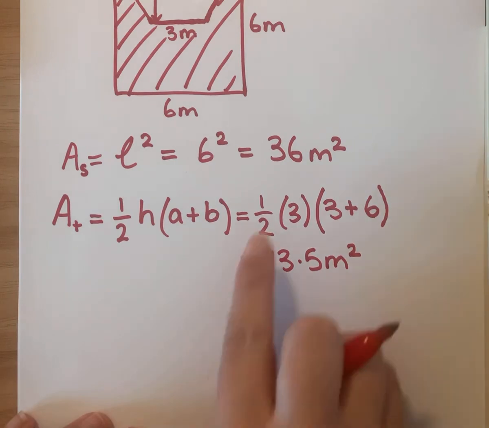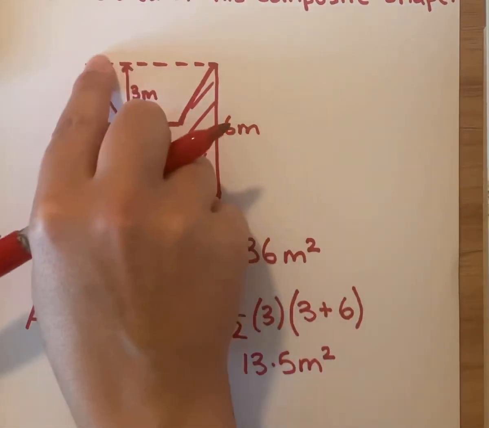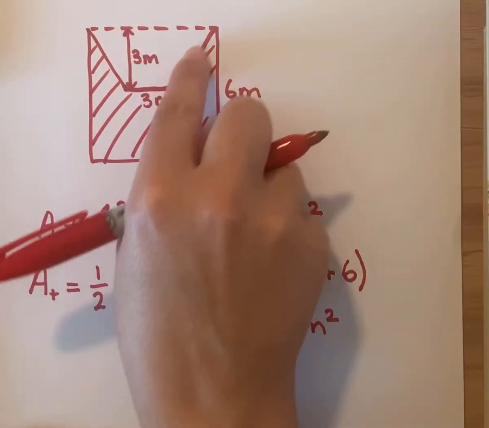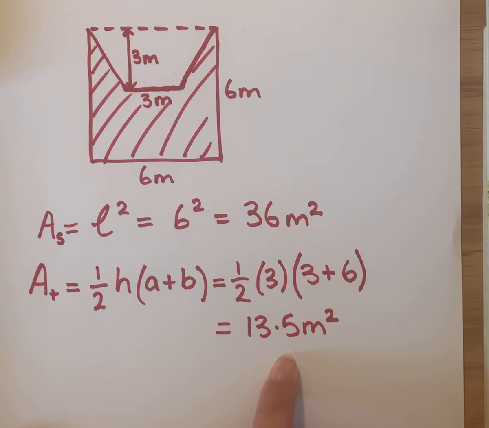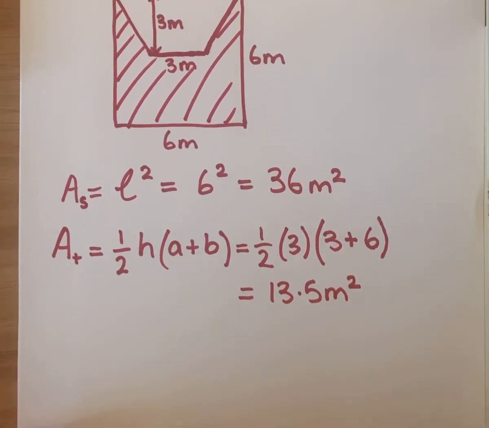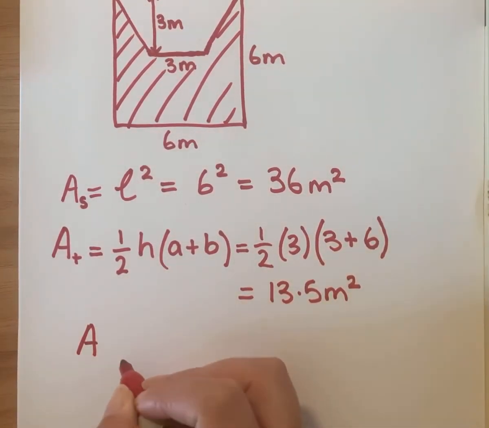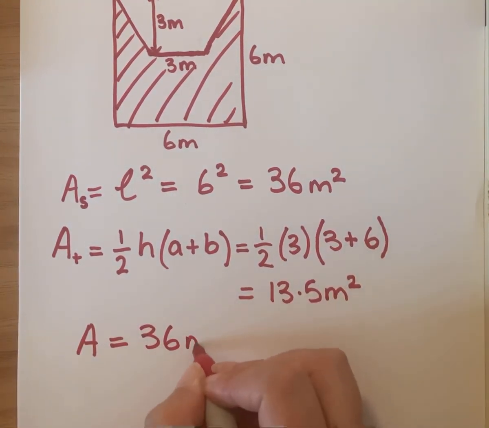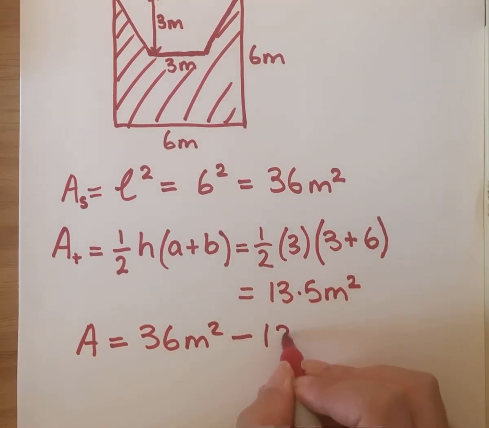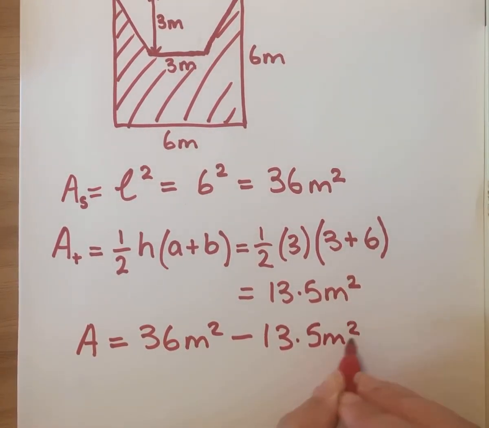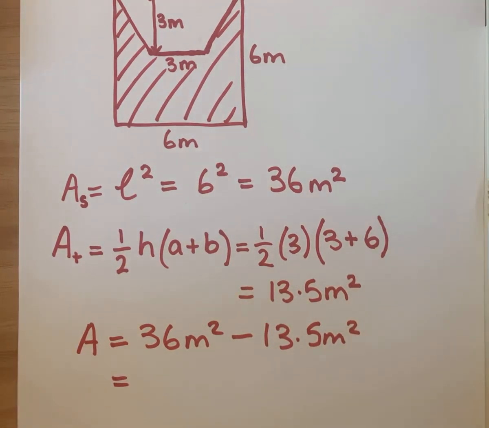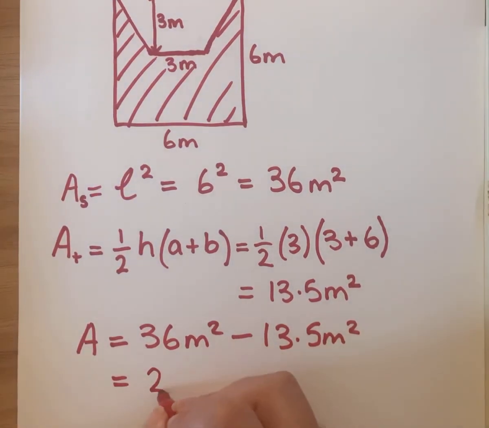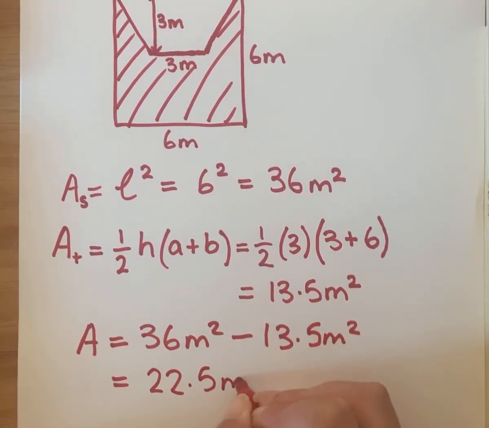So now that we've got our area for our larger square is 36 square meters, and our area for our little trapezium here that we need to take out of the square is 13.5 square meters, all we need to do to find the area of our shape, or the total area, is 36 minus 13.5. So 36 minus 13.5, we end up with 22.5. So that's our total area for the composite shape.